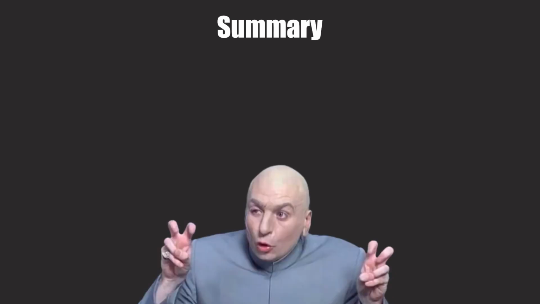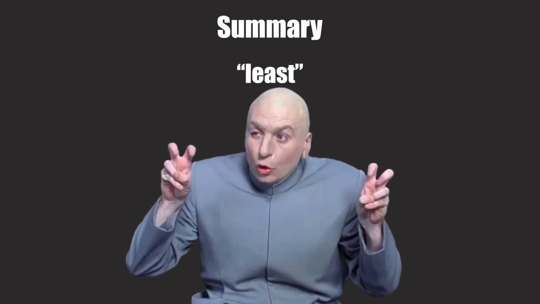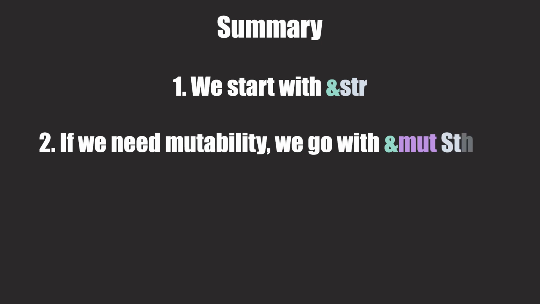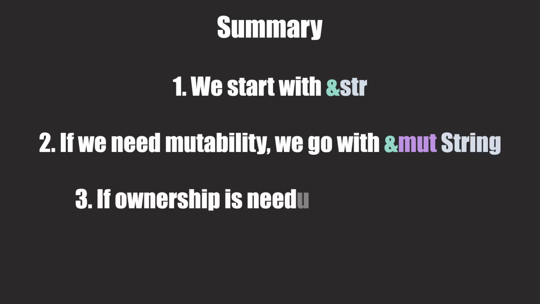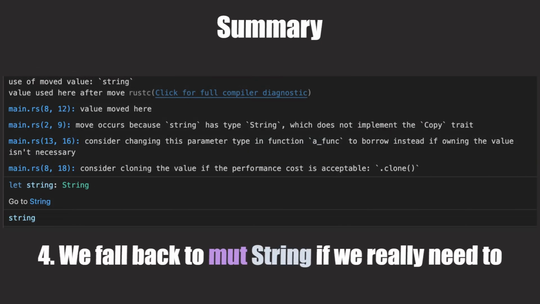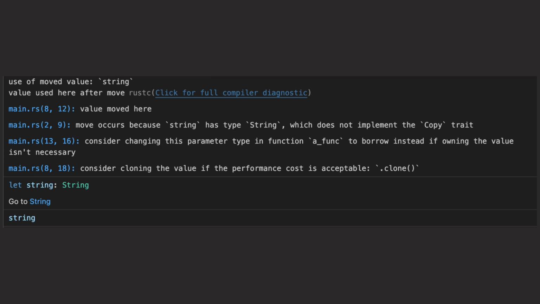So, in summary, the following rules will most likely give us the least headaches and work the best for function arguments. We start with a borrowed string slice. If we want or need to mutate the value, we should roll back to a mutable reference of a String. If we need ownership, we should roll back to an owned String and add mutability in case we really need both. The compiler will help us along the way. If a compilation fails, it will usually even tell us what to change to make our code work.